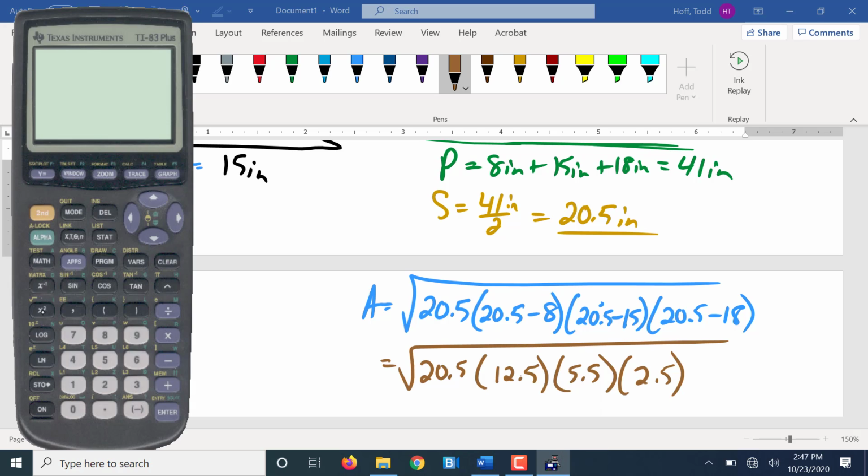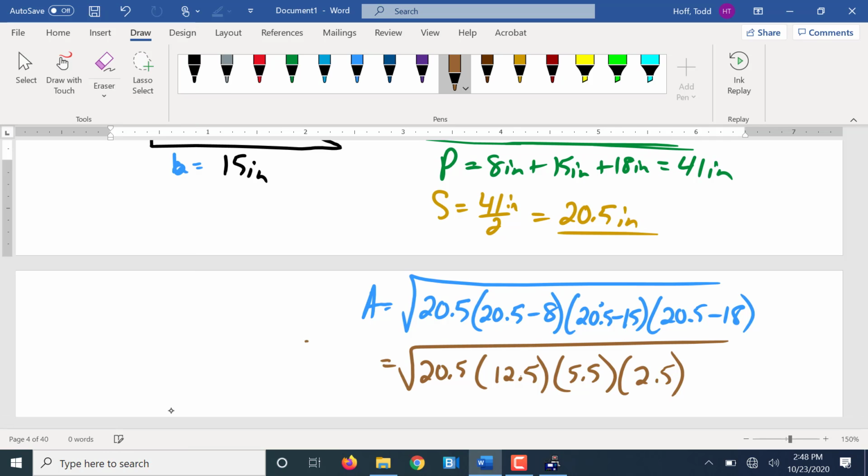So the square root of 20.5 times 12.5 times 5.5 times 2.5. Did you get 59.36? Those were in inches, so that would be square inches. Not so bad.